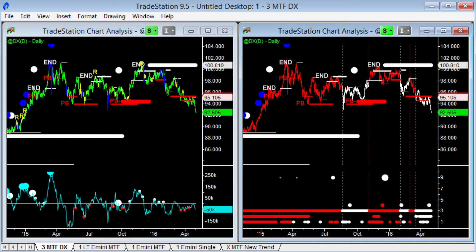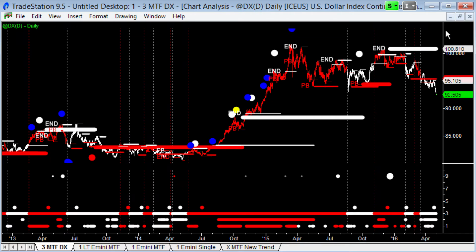So, first of all, let's go back to this dollar index chart. After it topped out with pullback to end of trend on the lowest time frames, all these dots, then on the intermediate time frame, this dot here, and then the highest time frame, pullback to end of trend, bang, we'd maxed out and we'd broken into this downtrend.